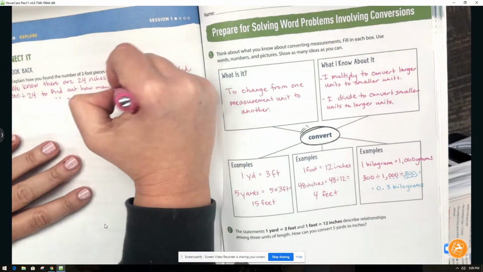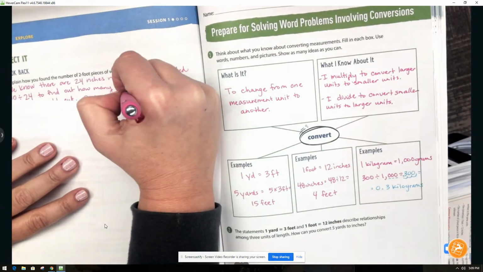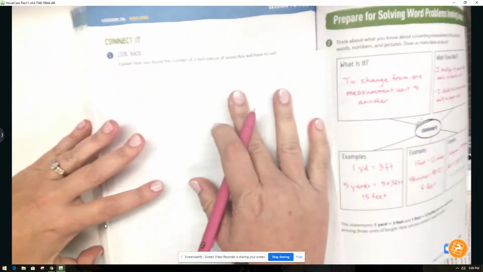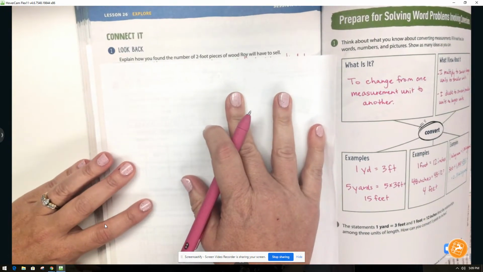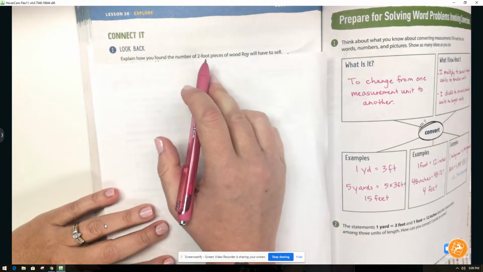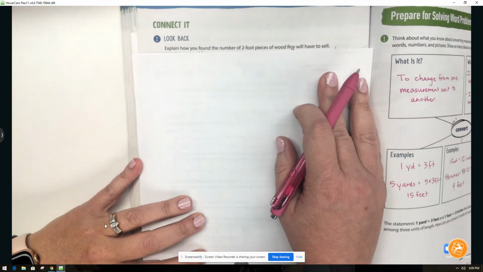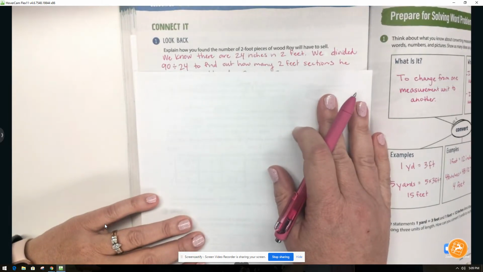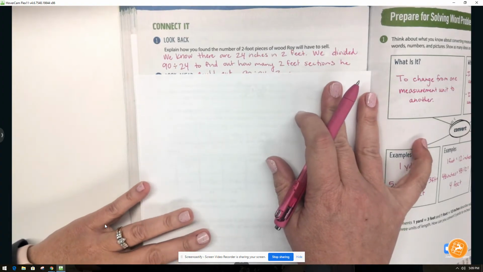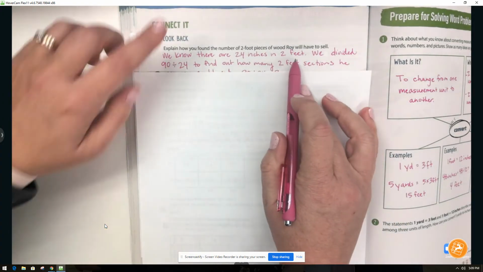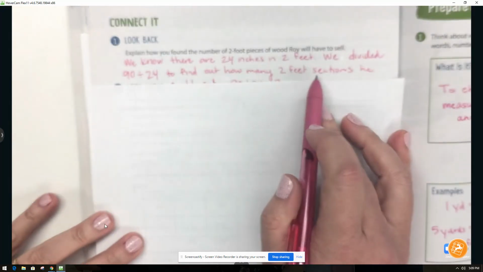All right, now on the next page, we're looking back and it says, explain how you found the number of 2-foot pieces of wood Roy will have to sell. So what we did is we know, oh, there we go. We know that there are 24 inches in 2 feet.